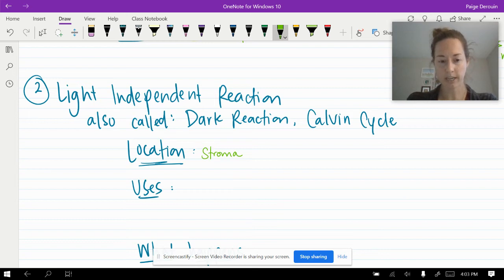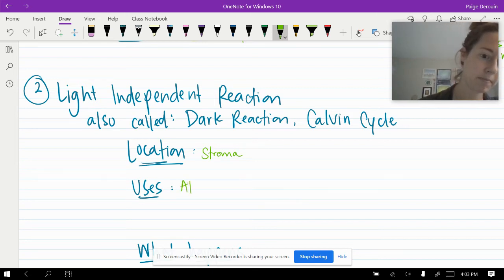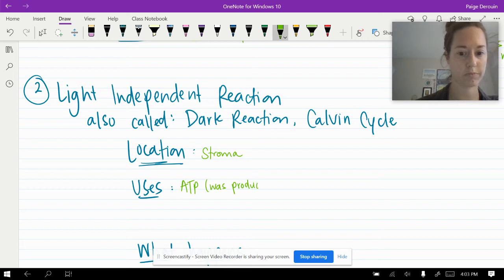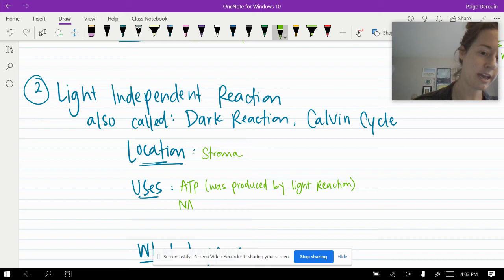What's used up in this process is the ATP, which was produced by the light reaction. And also the NADPH, which also was produced by the light reaction.